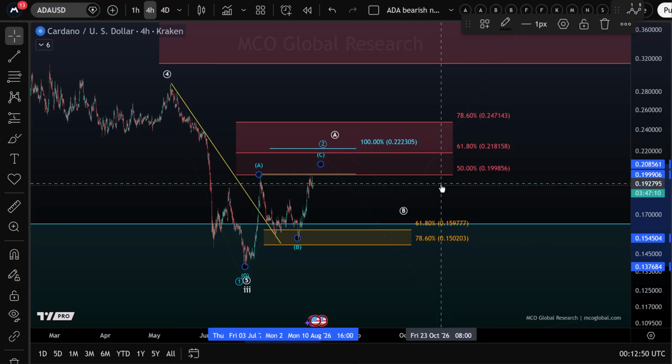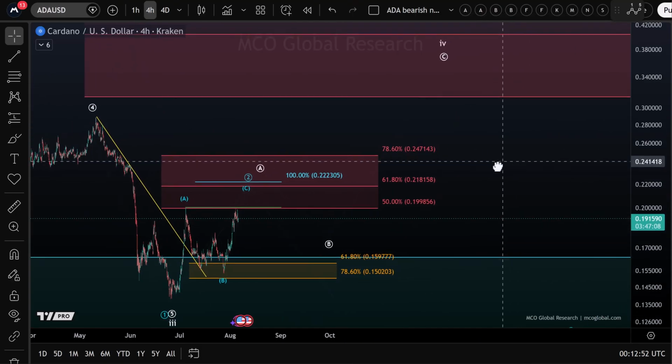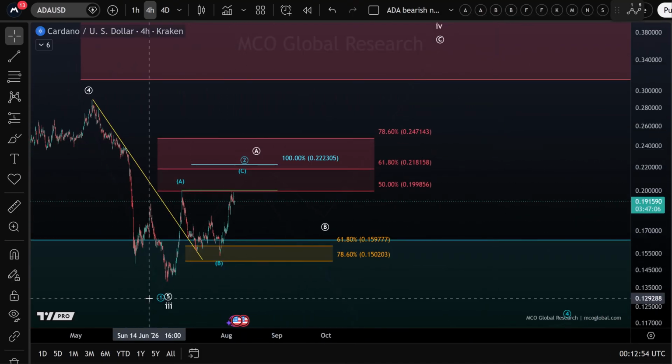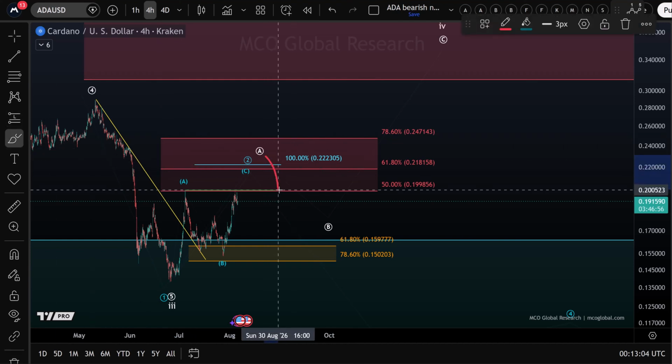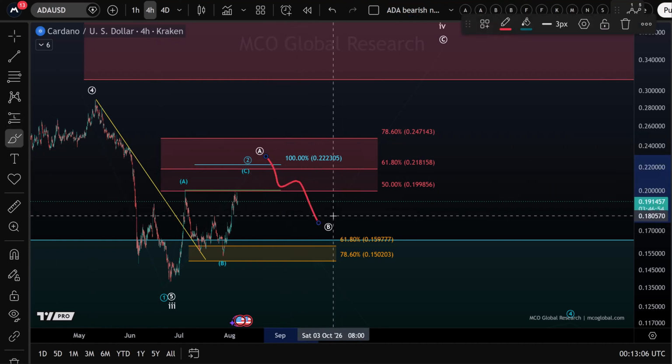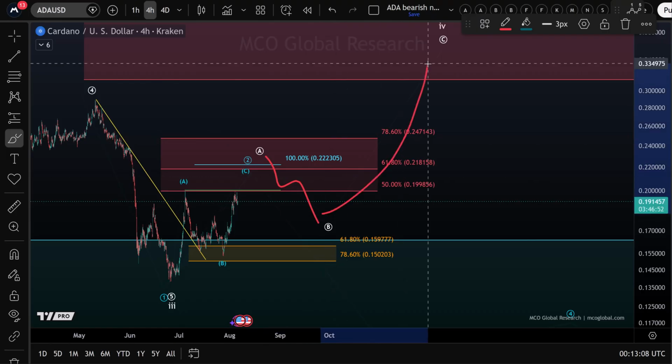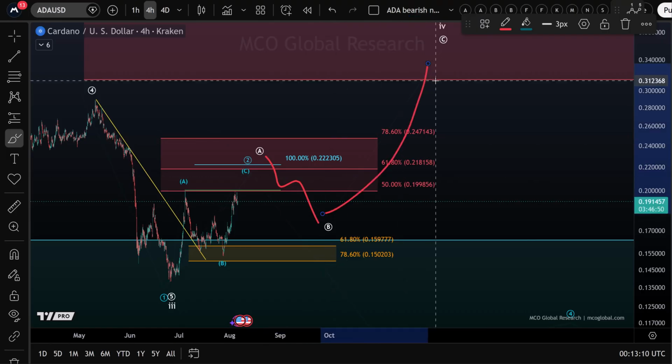Now, what is possible, and we will definitely stay close to it, but probabilities are unclear because we don't have 5 waves up, is that if the price gets to resistance, gets rejected, and the pullback is only a corrective 3-wave move, we are setting up for another move up into the upper resistance, which starts around 31 cents, for a larger degree wave 4. This is exactly what we talked about on the higher time frame.